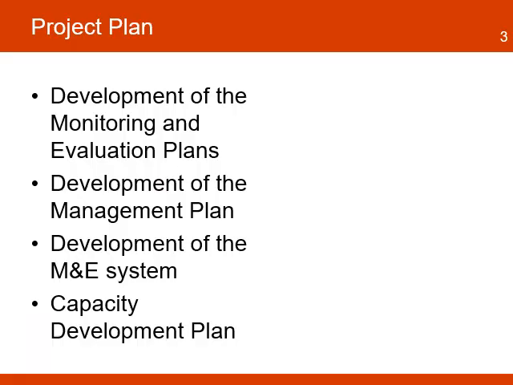Planning the project. Planning the project is the next step of the DME cycle. This step consists of the following elements: the development of the monitoring and evaluation plans, the development of the management plan, the development of the M&E system, and the plans to develop the capacity of the project team in monitoring and evaluation. Building this capacity can include partners and key stakeholders.